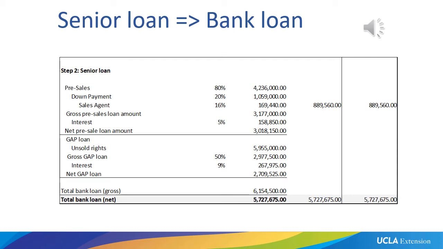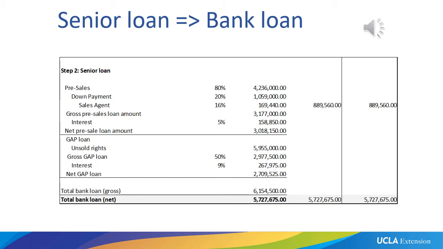And the gross loan amount, after we're deducting our discounted pre-sale amount of $4,236,000, and we are deducting the down payment of $1,059,000, we end up with a gross pre-sale amount of $3,177,000. The bank will charge interest on that. In that case, it's 5%. It will deduct this interest of $158,850. So this leaves us with a net pre-sale loan of $3,018,150. That's one part of our bank loan.